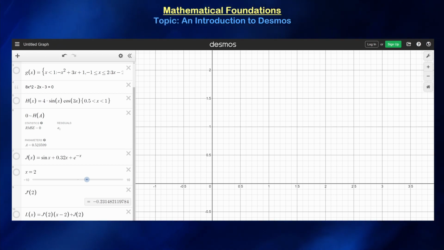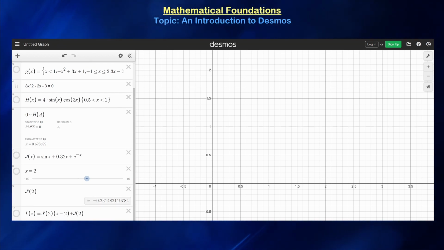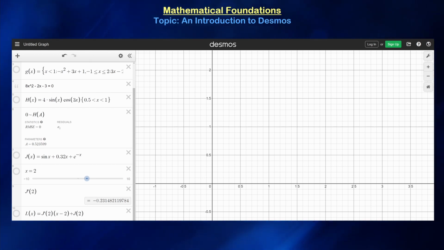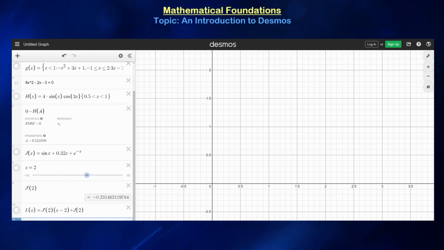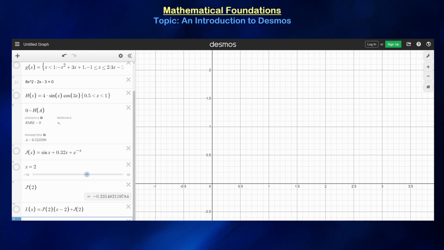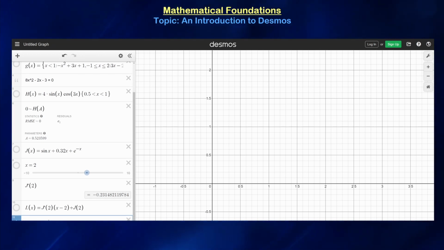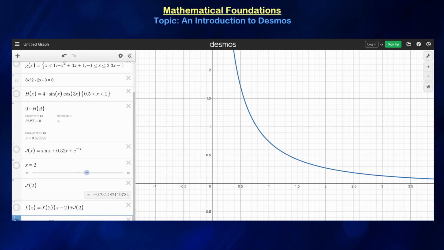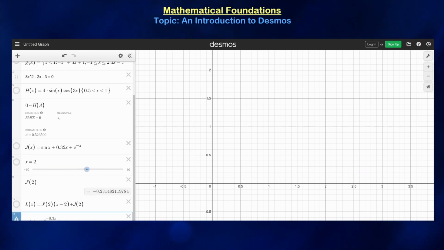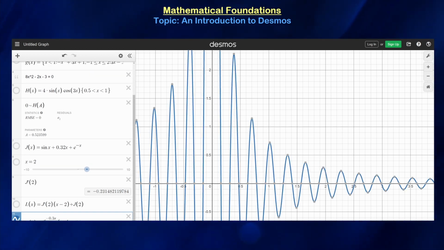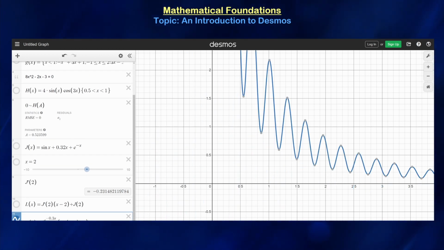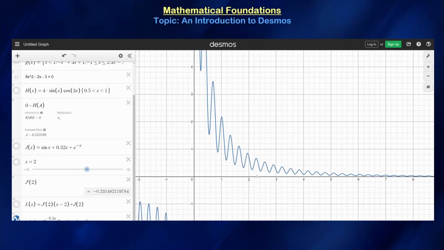So let's define a function. Let's call it capital N, for Nemo. So capital N is going to be equal to a fraction, e to the minus 0.3x, all over x. And let's multiply that by, let's say, sine of 20x plus 2, right? So it's a wavy decreasing function as x goes to infinity, right?